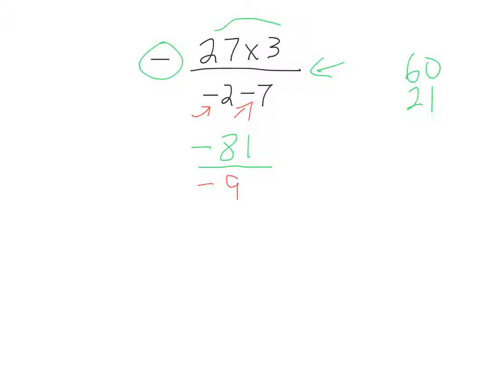Before I do any math now in my final step, a negative divided by a negative is positive. So my answer is going to be positive. Negative 81 divided by negative 9 is a positive 9. So again, I'm going to pause the video, and you may watch this one again if you need to. And I'm going to move on to problem number 3.